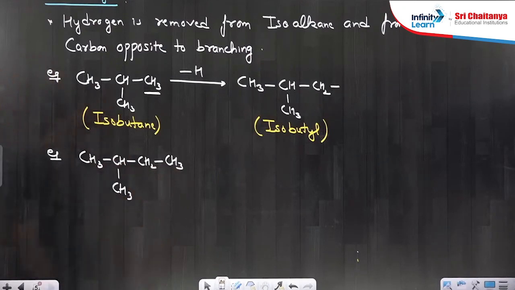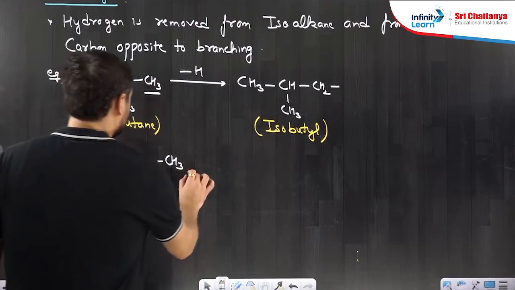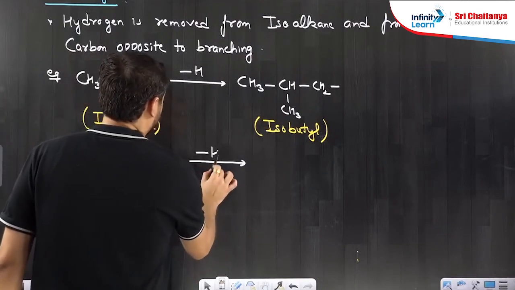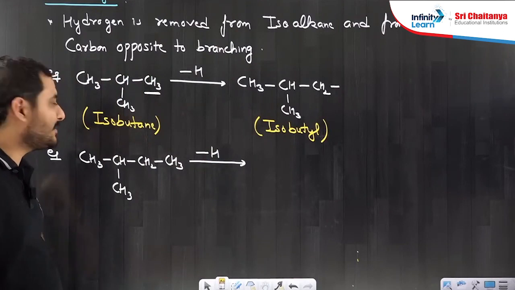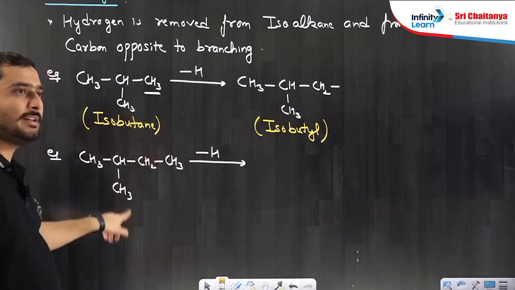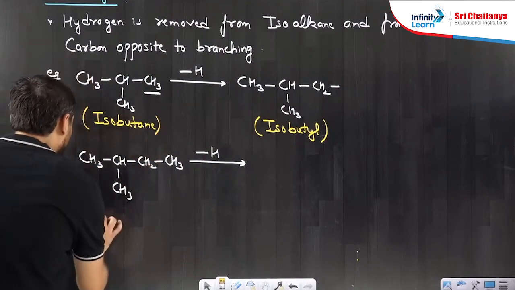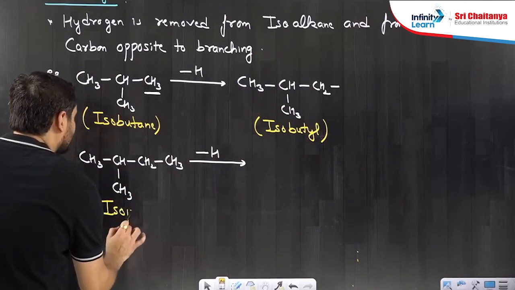Tell me, what is the common name for this? In total, how many carbon atoms are given? 5 carbon atoms, 1 methyl branching. So this is the structure for isopentane.